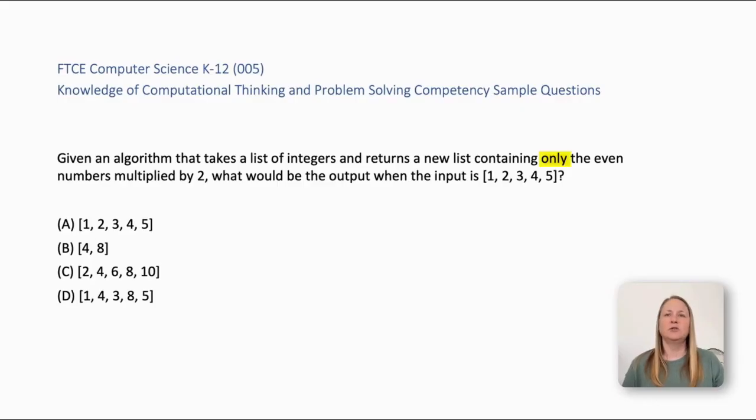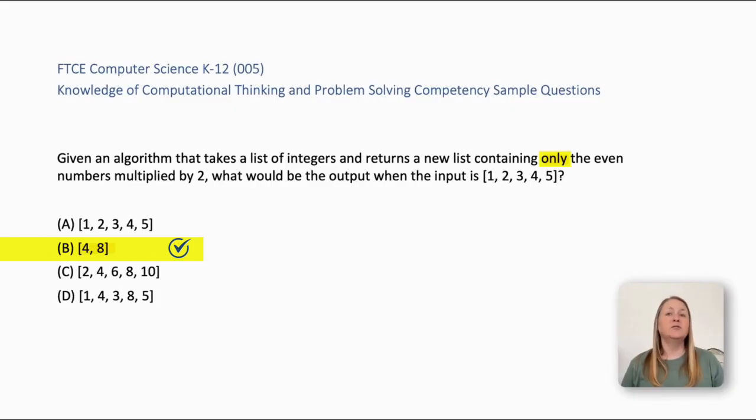This is just the original list. C, 2, 4, 6, 8, 10. This multiplies every number by 2, but the algorithm only multiplies even numbers. D, this keeps odd numbers the same and doubles the evens, but the algorithm says it creates a new list with only even numbers. The correct answer is B, 4, 8.